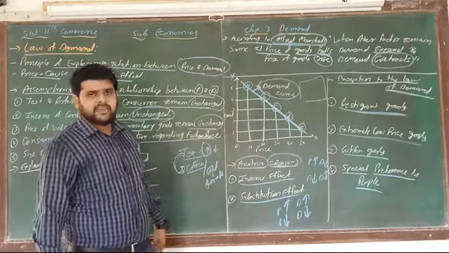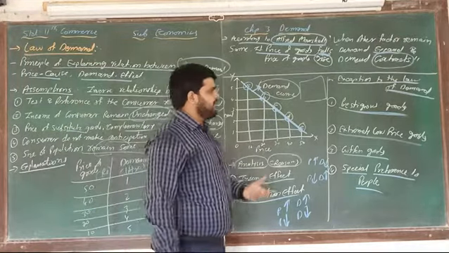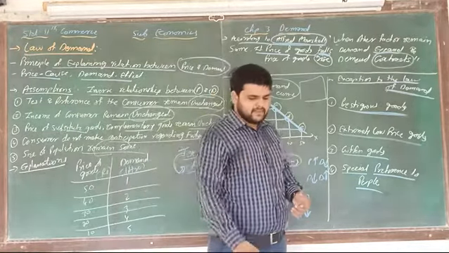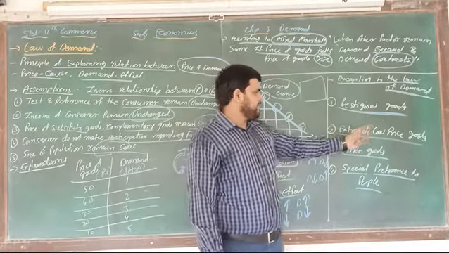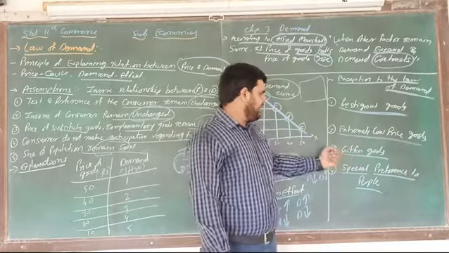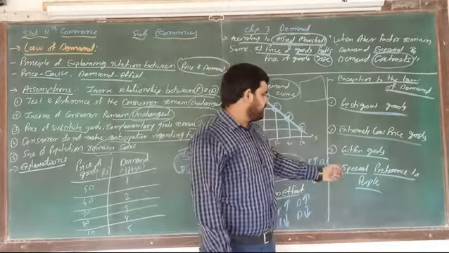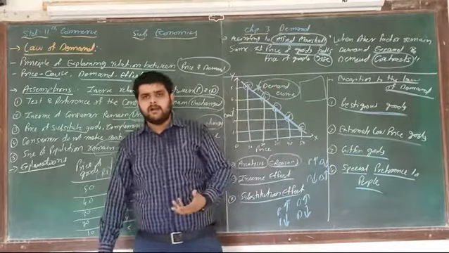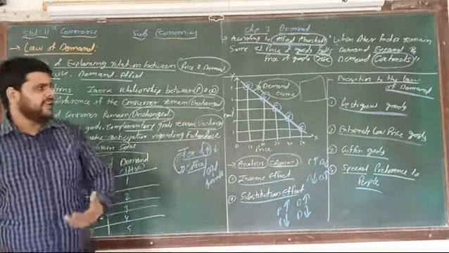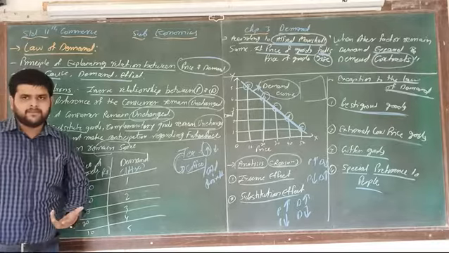And last but not least, the exceptions to the law of demand. There are four points: number one, prestigious goods; number two, extremely low price goods; number three, Giffen goods; and number four, special preference of people. So this is all about the law of demand and the exceptions to the law of demand. Okay, thank you.